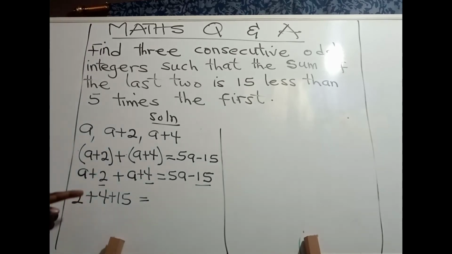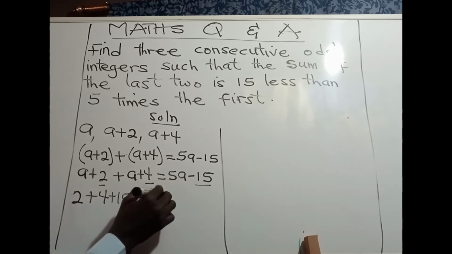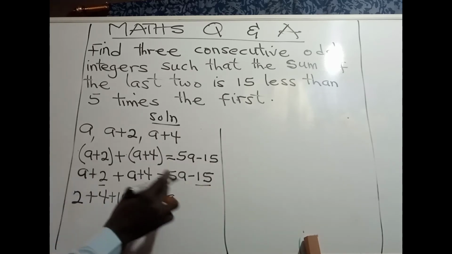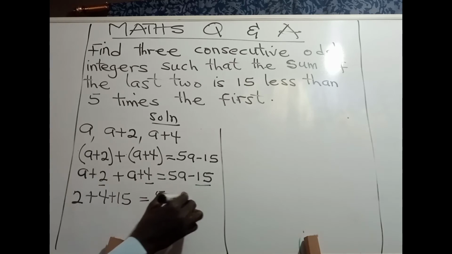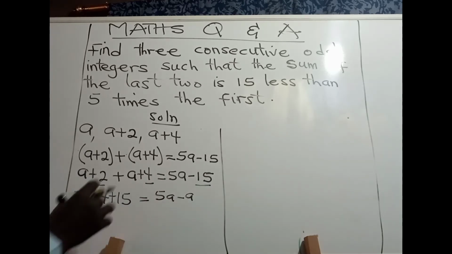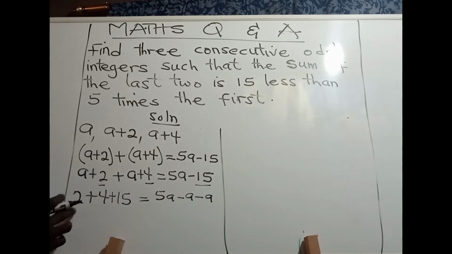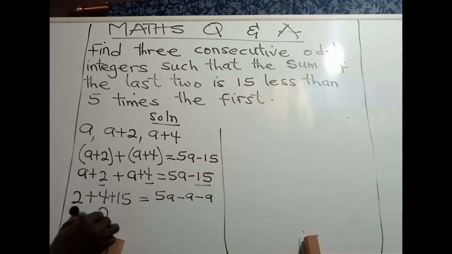Equal to, now we have 5a here already, so I write it, and then I'm sending the a from the left hand side to the right hand side, crossing the equal sign, so it will be negative a, and then this one to negative a. All right, so 2 plus 4 gives what? 6, right? Plus 15 gives us what? 21. Okay, equal to 5a minus a gives 4a, minus another a gives 3a.